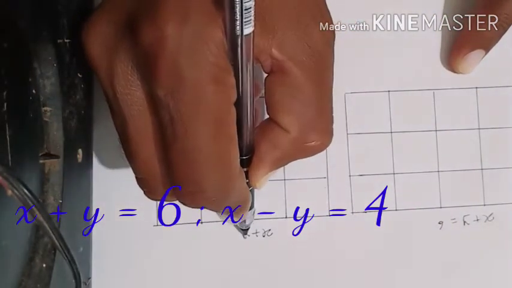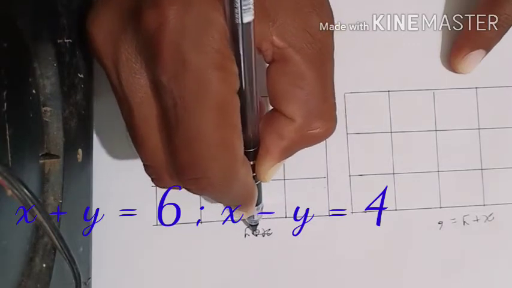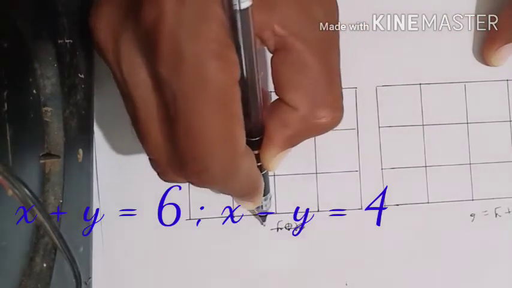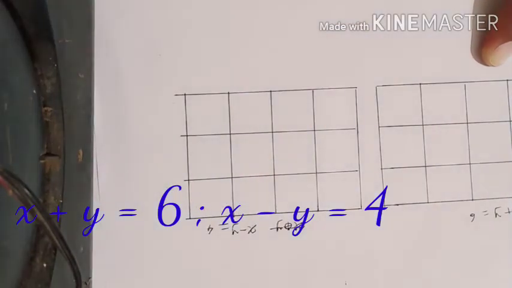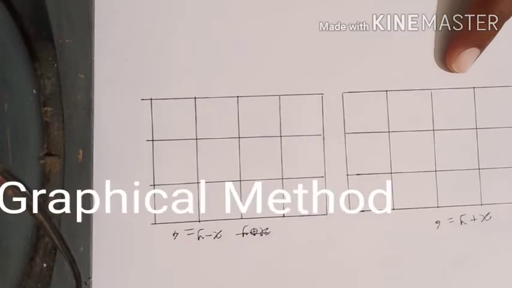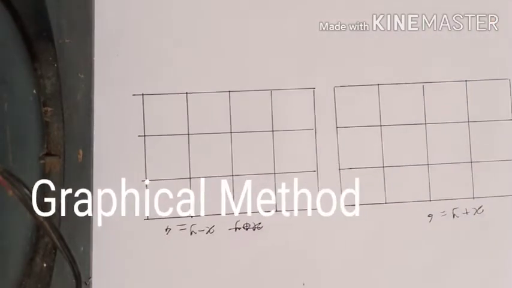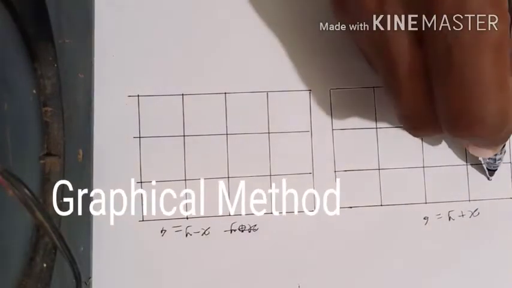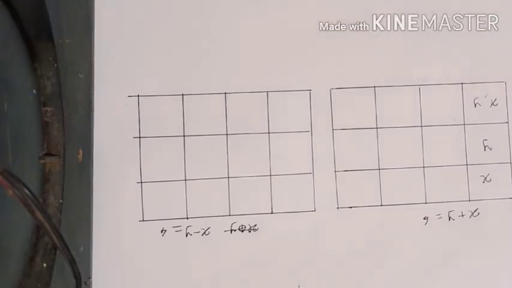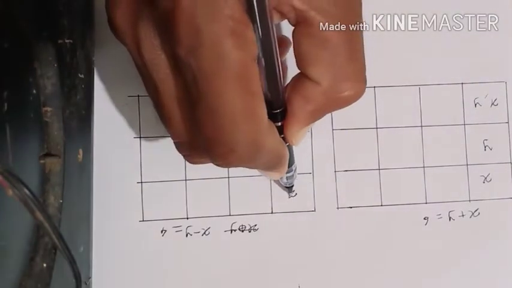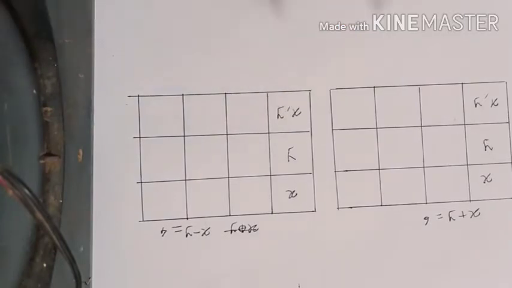X minus y is equal to 4. In this way, these two equations we have to solve graphically. Now, write here x, y, x comma y. Here is also x, y, x comma y.